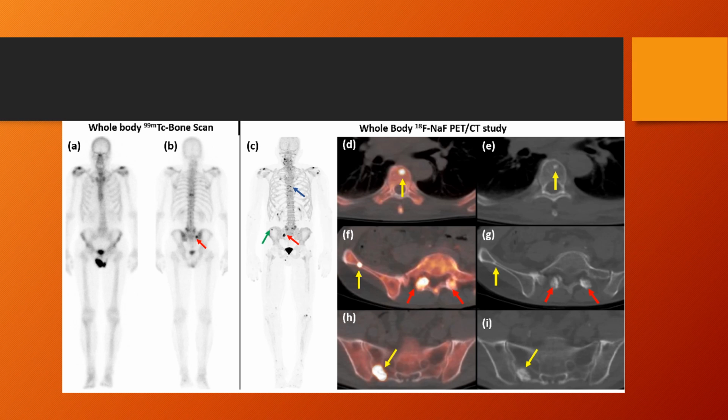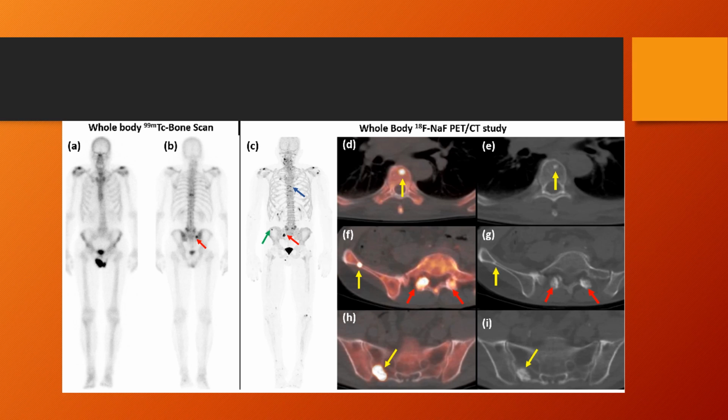A and B are the anterior posterior views of the whole body bone scan, and this revealed a metastatic lesion in the right sacrum, right where the arrow is pointed to. And then C is the whole body maximum intensity projection of the sodium fluoride PET CT study, and it shows abnormally elevated foci in the right sacrum with additional lesions at the thoracic vertebrae and at the right iliac wing, which the green arrow is pointing to the right iliac, and the blue is pointing to the thoracic region.